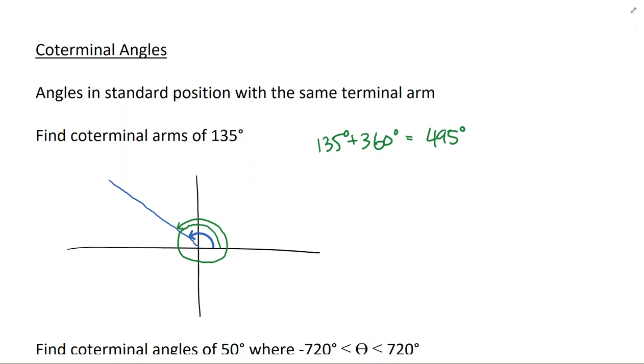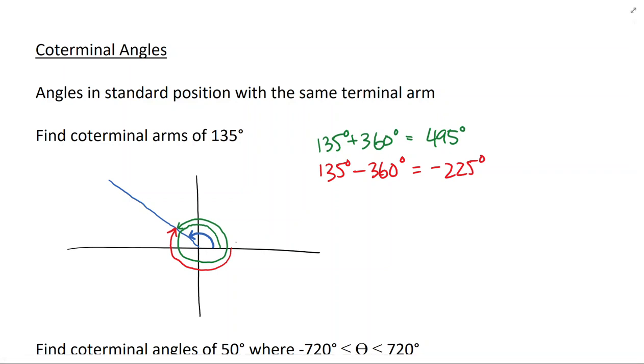Something else you may do is go the other way. You might want to go this way and get back on there. And remember, when you're going clockwise, you're actually looking at negative. So just think of it as 135 minus 360, and that would be negative 225.